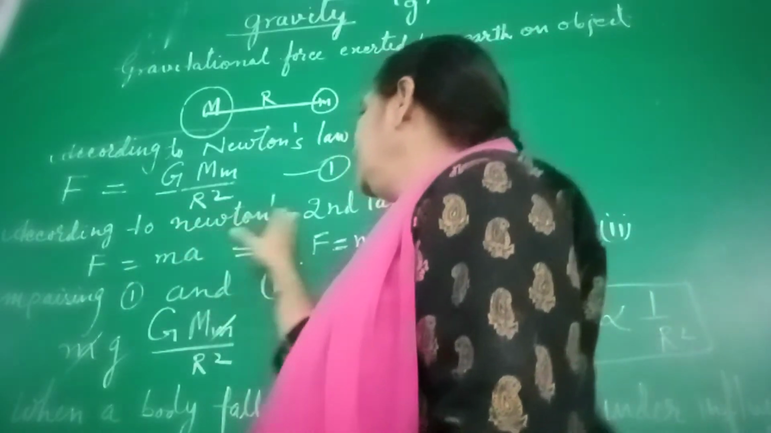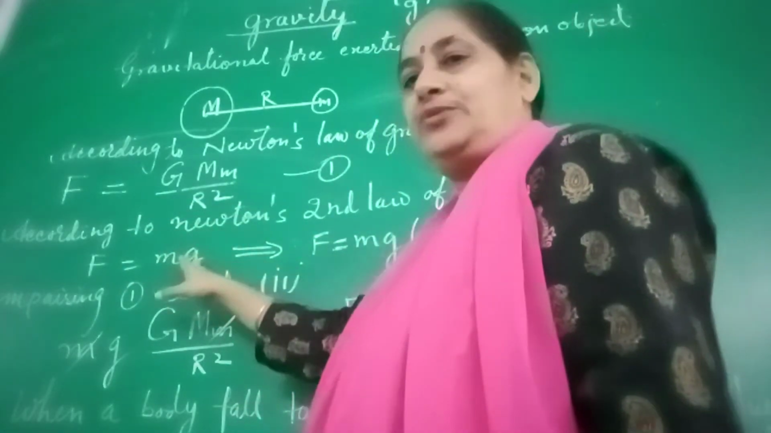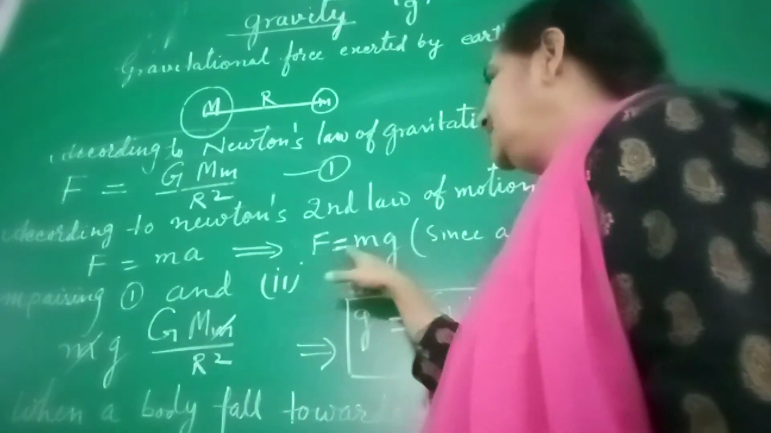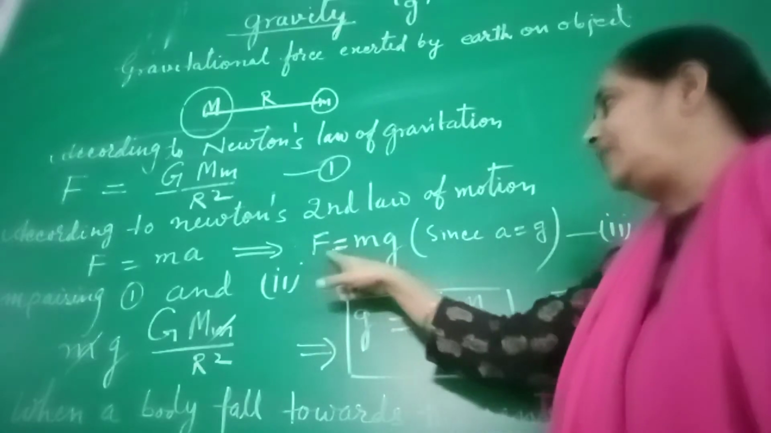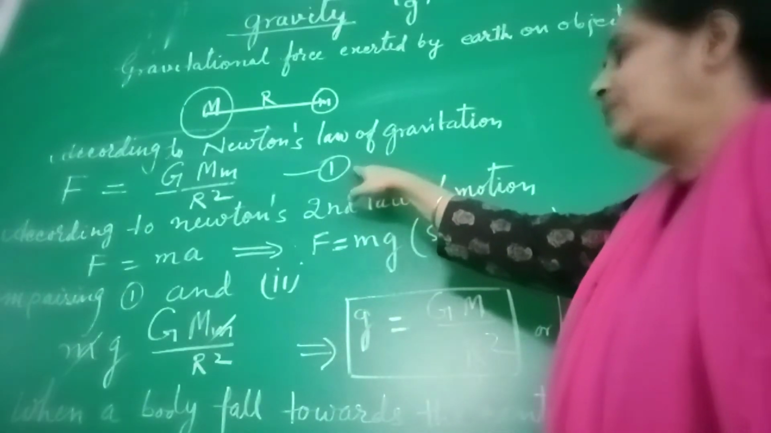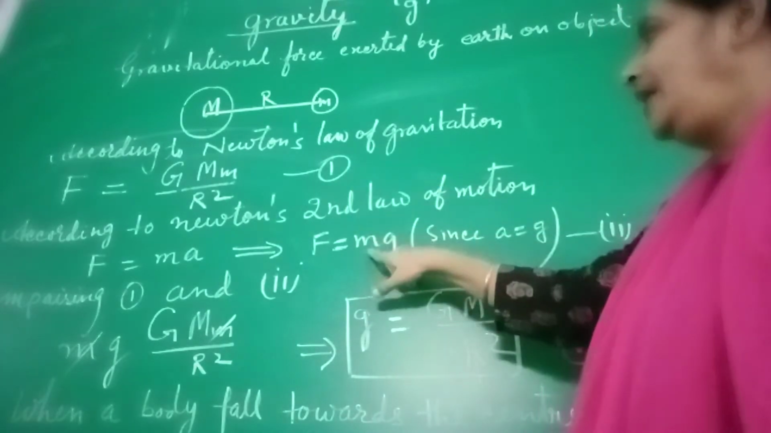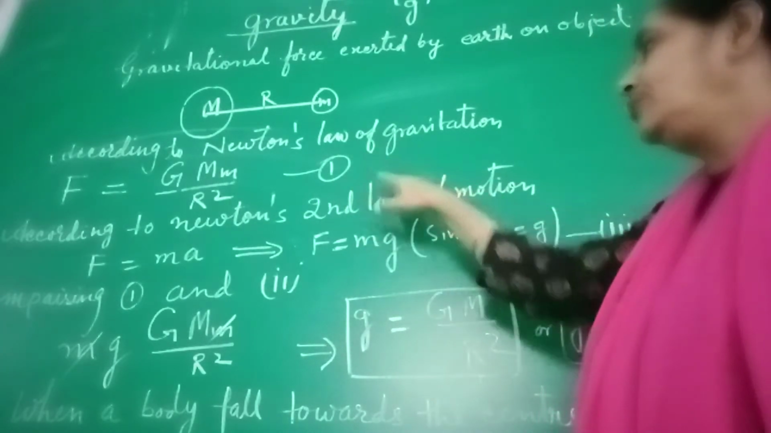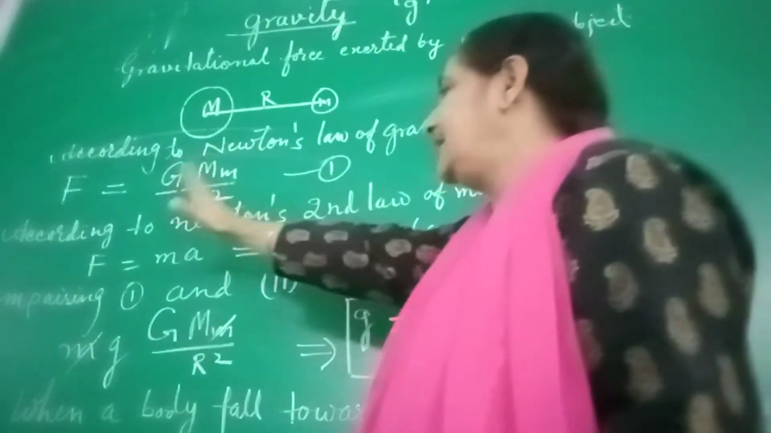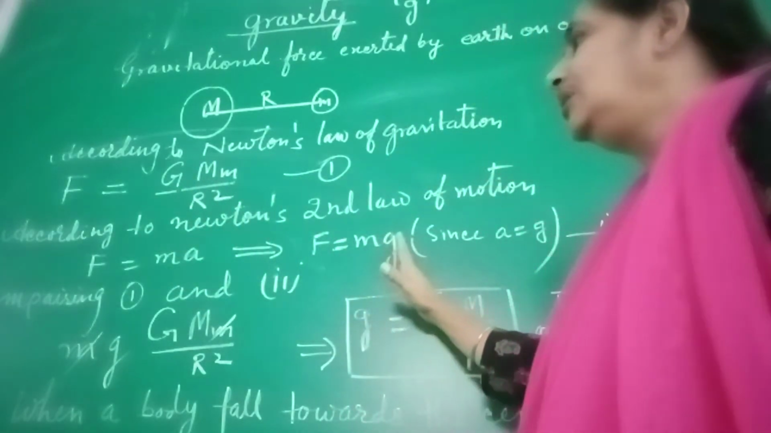Then according to Newton's second law of motion, F equals ma. But here a is acceleration, that is acceleration due to gravity, so F equals mg. So now we will have two equations, F equals GMm by r square and F equals mg. Now we are going to compare these two equations. If we compare these two, the left hand side is the same, so the right hand side is also the same.